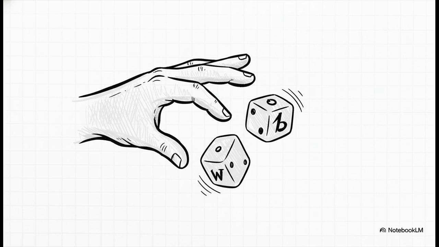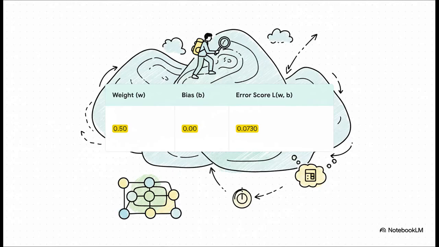So let's just pull some numbers out of a hat for our weight, W, and our bias, B. How about a weight of 0.5 and a bias of, let's say, 0? Let's plug them in and see what happens. Okay, so we've plugged in those numbers, and our little neuron spits out what we call an error score. In this case, it's 0.073.